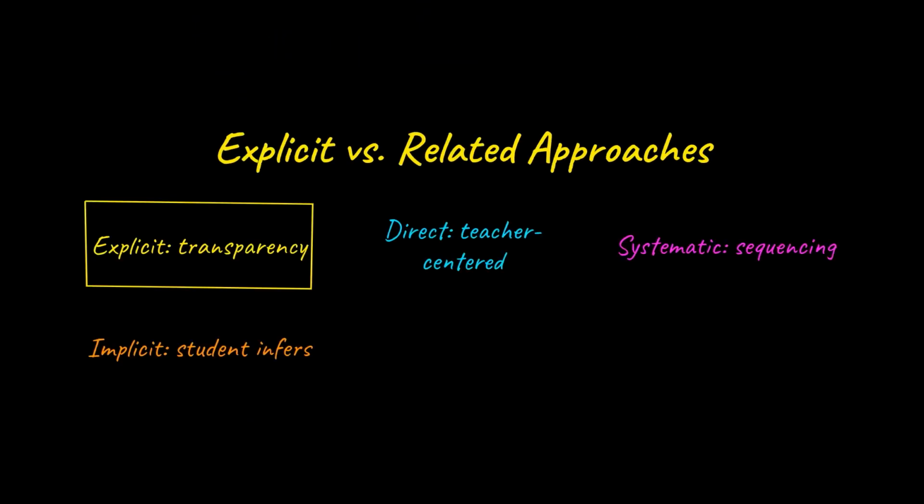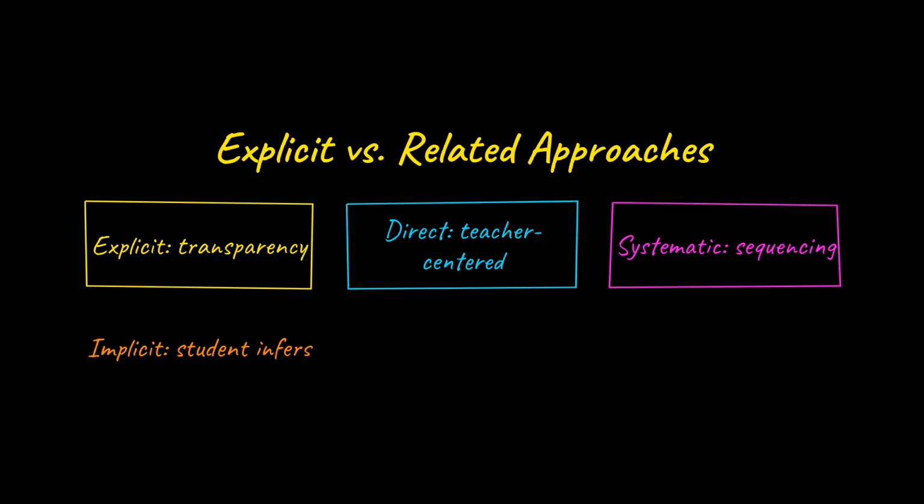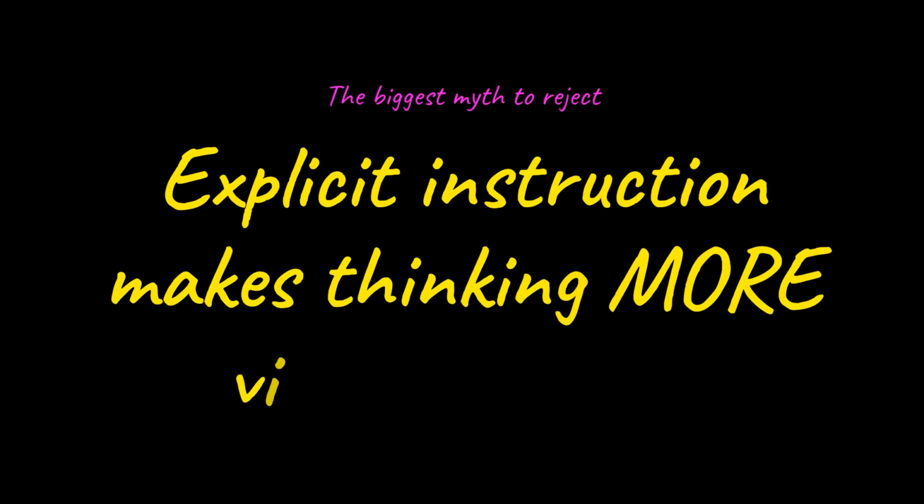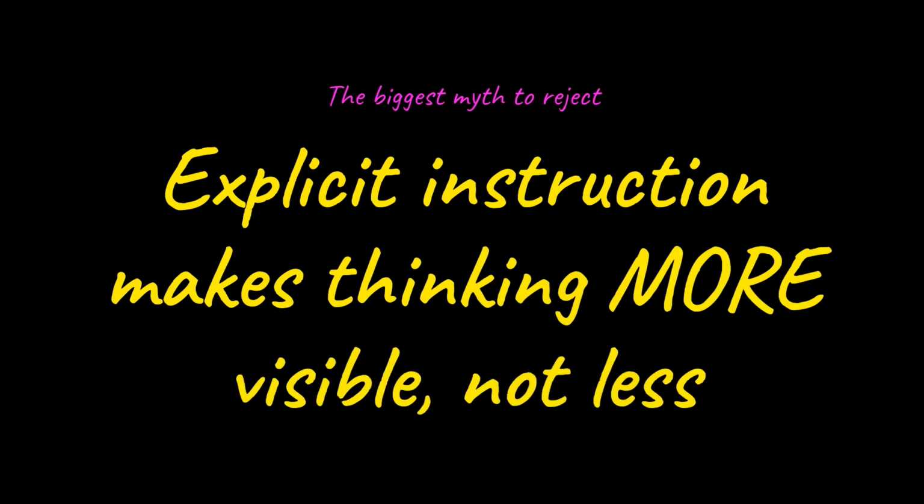Explicit instruction is often confused with direct or systematic instruction. Explicit emphasizes clarity and transparency of the teaching. Direct emphasizes teacher-centered delivery. Systematic emphasizes skill sequencing. On an exam, identify which feature the scenario foregrounds. A common mistake is assuming explicit instruction reduces student thinking. It does the opposite. By making cognitive steps visible, it gives students a model they can internalize and adapt far more effectively than implicit alternatives.